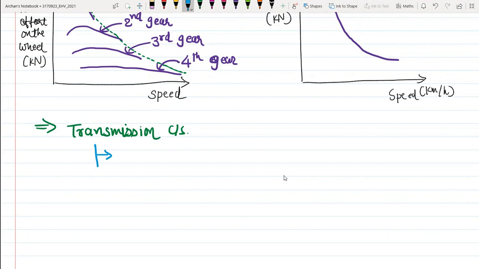We have two types of transmission: one is manual gear transmission and another one is hydrodynamic transmission.